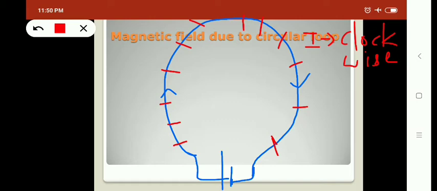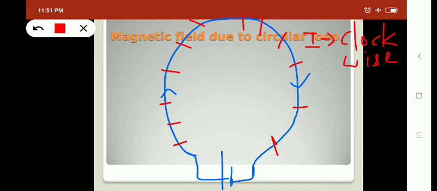Now, consider the current flow through each segment. Depending upon the current flow, we can easily find out the direction of the magnetic field generated around each segment with the help of Maxwell's right-hand thumb rule. So here, if we consider this segment, what is the direction of current flow through that? Yes, current is flowing upwards. So if current is flowing upwards, what will be the direction of the magnetic field?